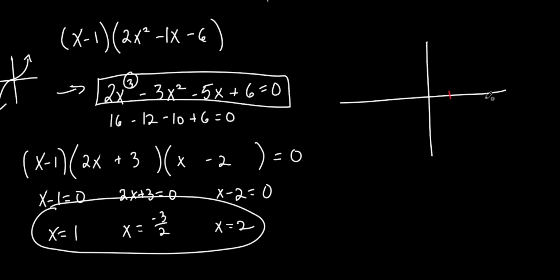What do you got? You got a 1 right here. You got a 2 right here. You got a -1 here and a -2 here. So where does it cross the x-axis? Well, it crosses at 1. It crosses at x equals 2. Where else does it cross? -3 halves, what's that? Negative what? 1.5. Crosses right there. Everybody with me on that?